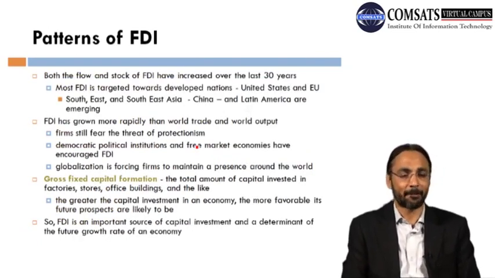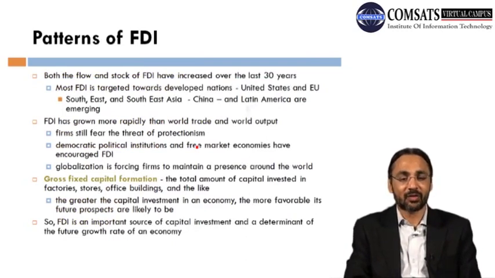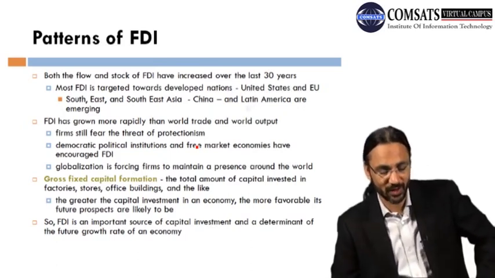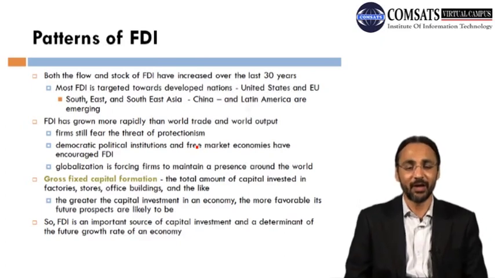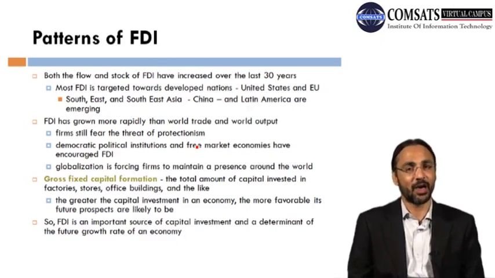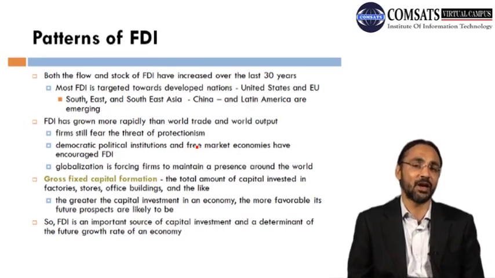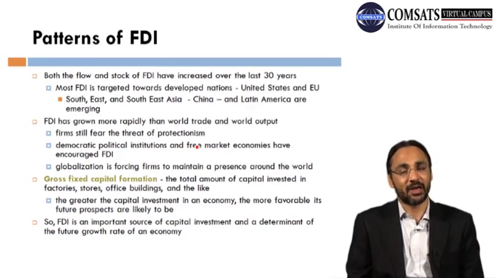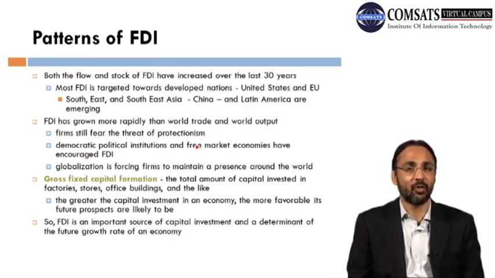What are the patterns of FDI? Both the flows and stock of FDI have risen over the last 30 years. Most FDI is targeted towards developed nations, the United States and EU. The important thing to understand is the flow of FDI. Especially in the last 30 years, the flow of FDI was towards developed, industrialized nations like the USA, Europe and Japan. But lately, we are observing FDI flow towards emerging economies like Southeast Asia, China, and Latin American countries as well. This is a new pattern.